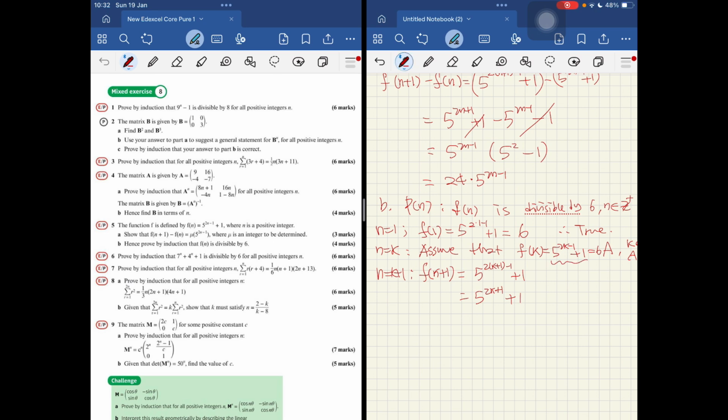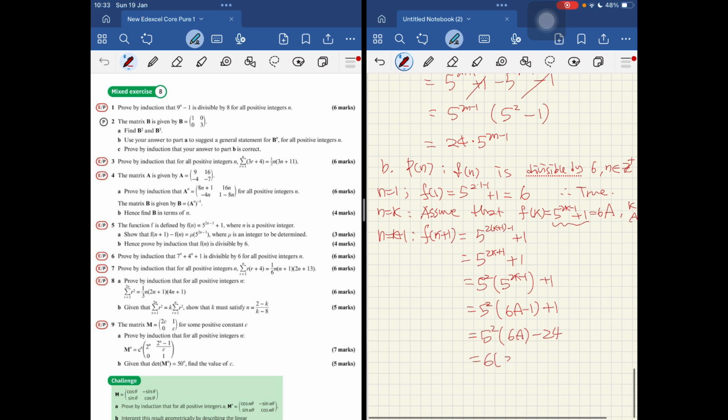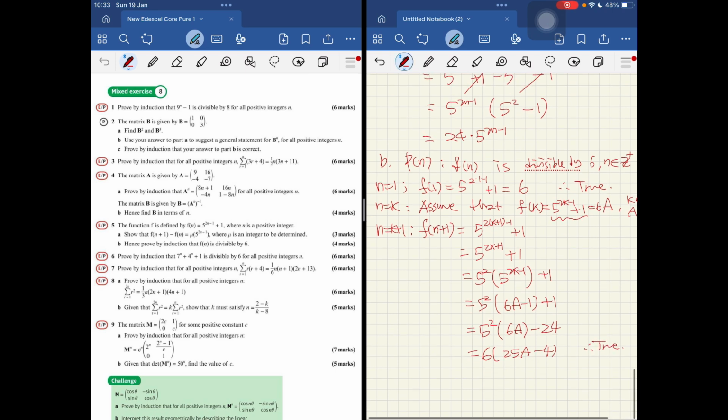Because I want to deduce like this, so 5 to the power 2 and 5 to the 2k minus 1 plus 1. 5 to the power 2 and 6a minus 1 plus 1. And 5 squared times 6a minus 24. Therefore 6(25a minus 4). True. And the result is the same.